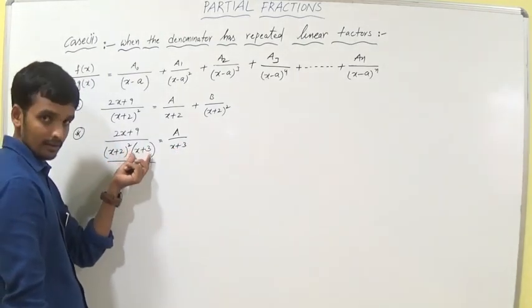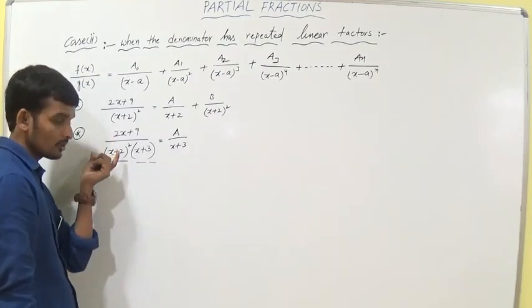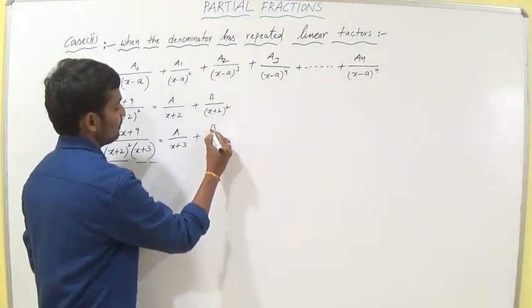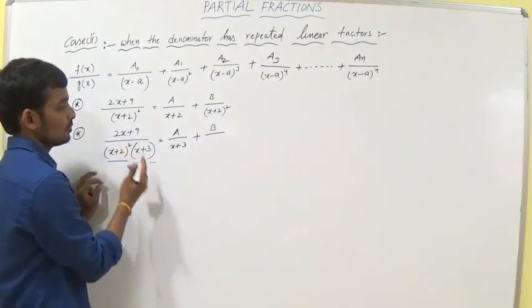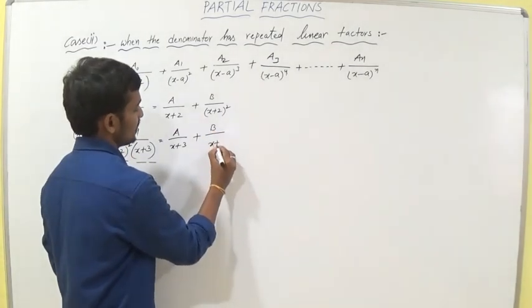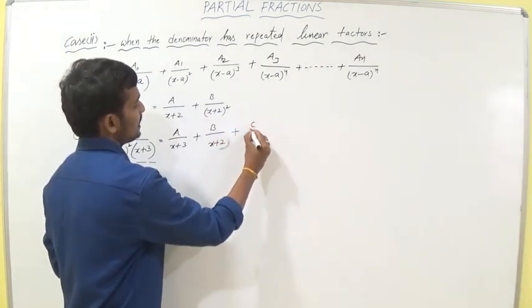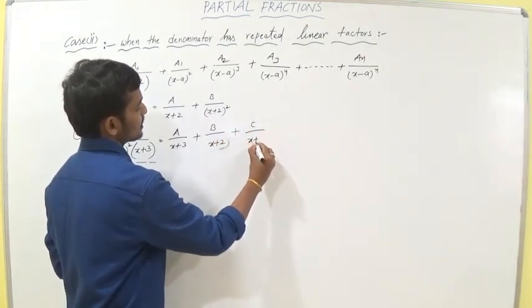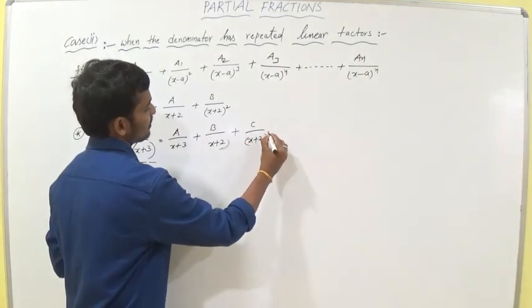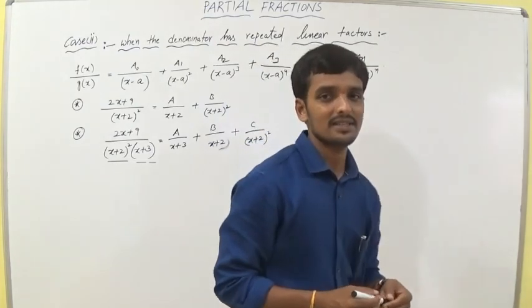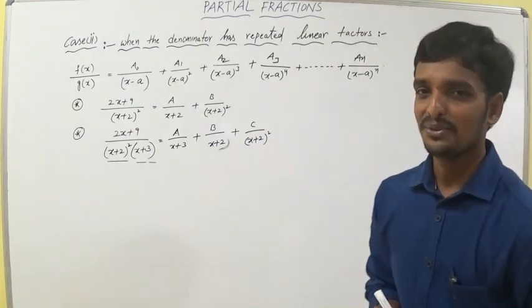First linear factor, I wrote a linear factor. Now I am coming to the repeated factors. How can we write the repeated factors? B by x plus 2 whole square means first we have to write x plus 2 plus c by x plus 2 whole square. I hope you understand. Did you?